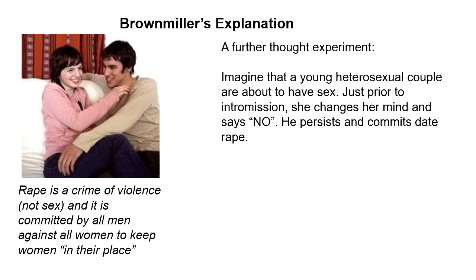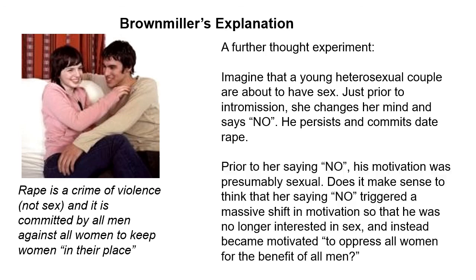If Brown-Miller was correct, then as soon as she said no and he persisted, he changed from wanting to have sex to now wanting to dominate her, control her, put her in her place. And that's not the case. Prior to her saying no, his motivation was sexual. After she said no, his motivation remained sexual. It's still abhorrent. It's still wrong. It's just, why did it occur?